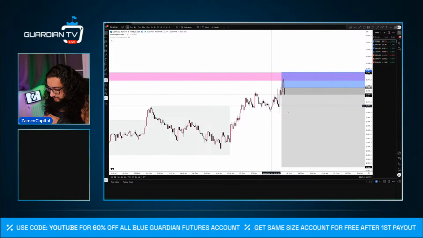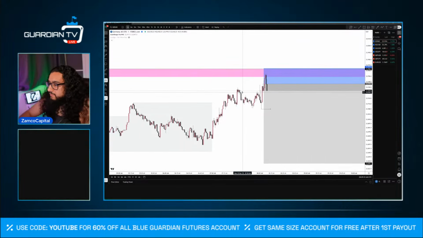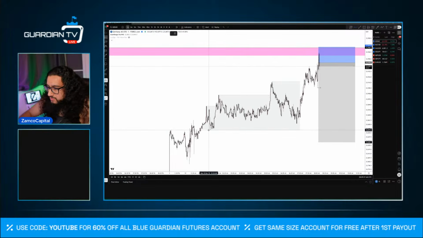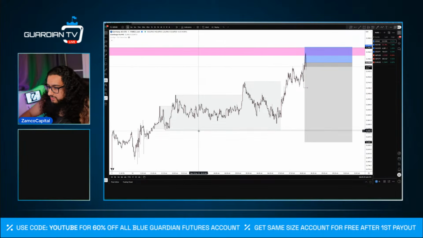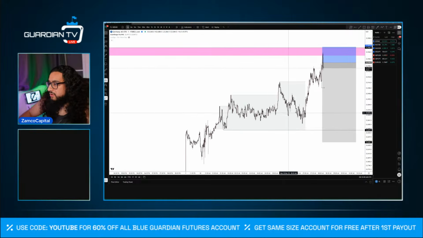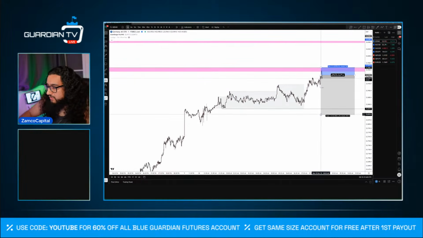Okay, we'll see. I mean, I'm in this trade, so we'll see. And my target, first TP, is the Asian lows right here. I would expect this Asian low to be swept. That would be my first TP, but my overall target is right here.